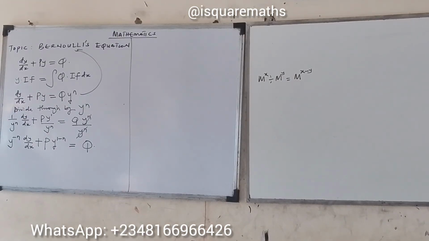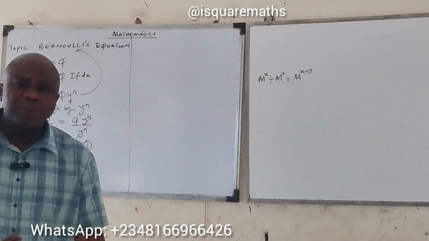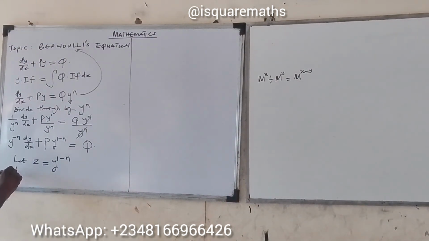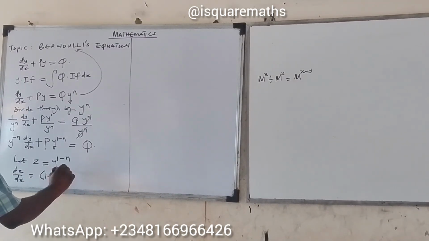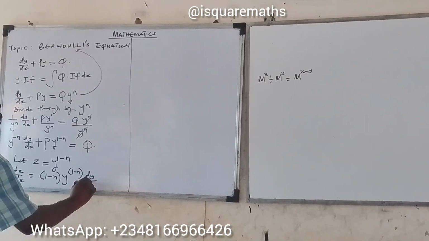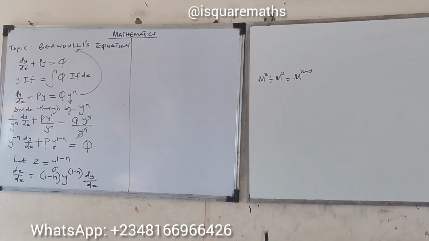So at this point, let z be equal to y raised to the power of 1 minus n. Yes, that is the coefficient of p. So if z is equal to y raised to the power of 1 minus n, it therefore means that dz/dx will be equal to 1 minus n, y raised to the power of 1 minus n, then here we have dy/dx.